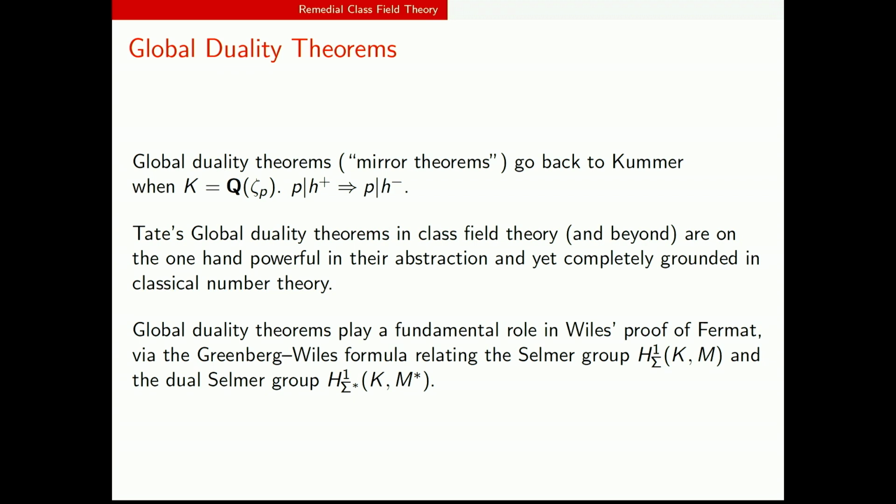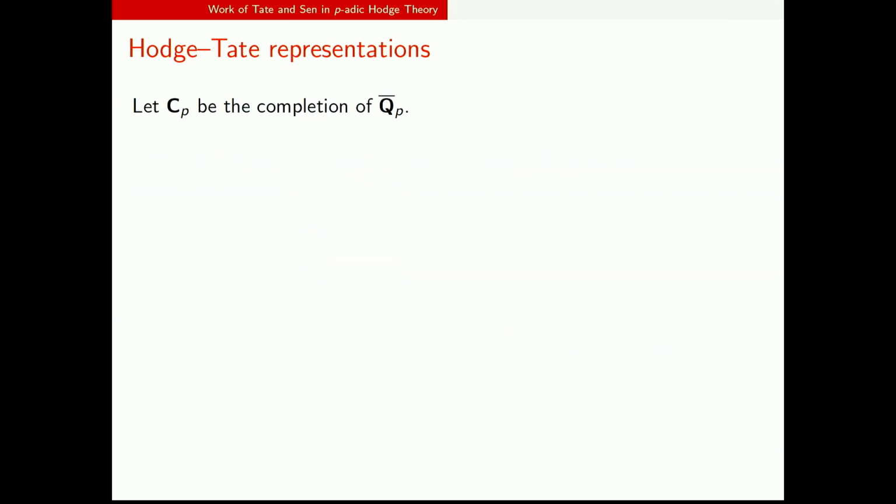Since my talk is about modularity, I'm not going to say necessarily how much it gets used, but exactly this global duality in a particular form proved by Greenberg and Wiles is a completely crucial ingredient. In some sense, it's where most of the content of algebraic number theory comes and goes into the proof of Fermat. Okay, that's remedial class field theory.